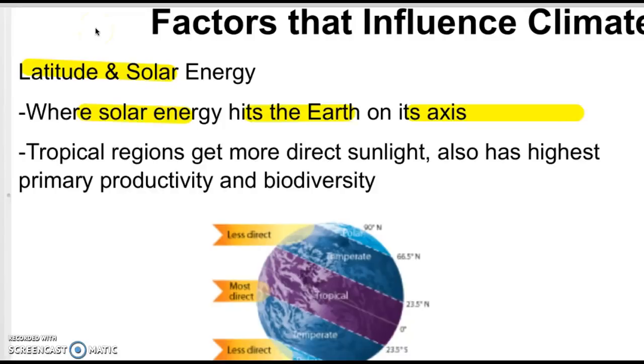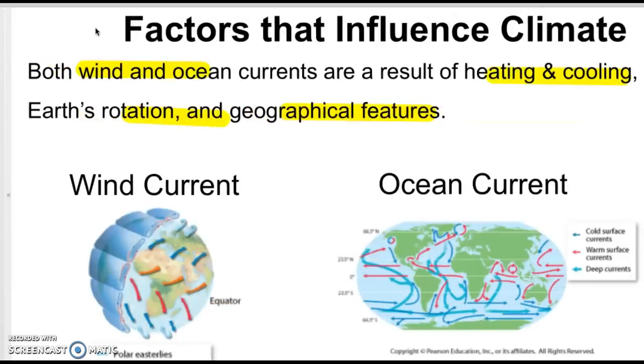We remember this from, again, 8th grade or even elementary school. The Earth is tilted in such a way that where the sunlight directly hits certain spots at certain points in time can determine how high the temperature is. For example, tropical regions get more direct sunlight, and because of that, you actually have most of the biodiversity, and we'll talk about that in our next unit.